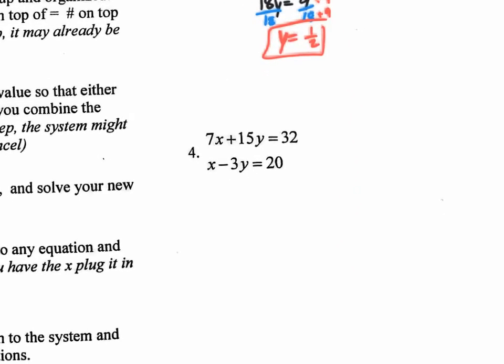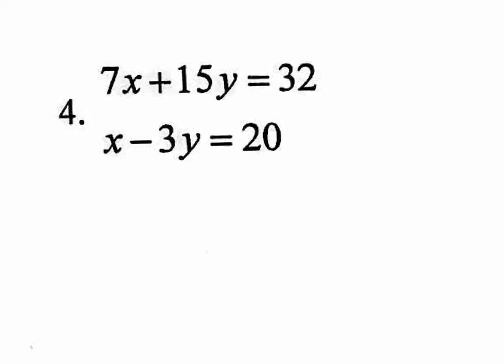Number 4. Step 1. Are they lined up? Yes, they are. X on top of x's, y on top of y's, equal on top of equal, number on top of number. Step 2. If you combine these lines, are they ready to cancel something out? So obviously 7 plus 1 is 8x, and that's 12y, so nothing cancels. So you need to modify one or both equations to get something to cancel.